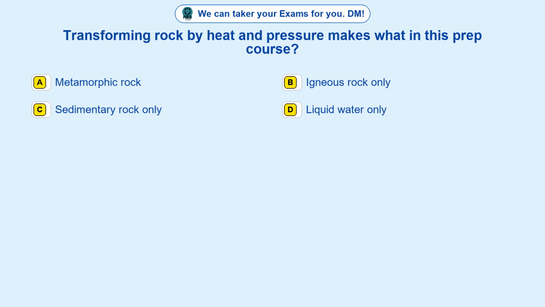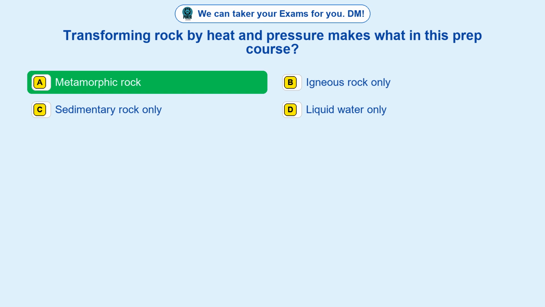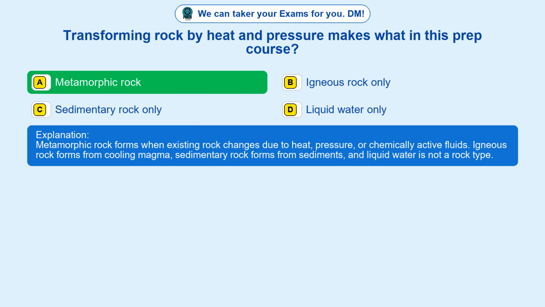Question 86. Transforming rock by heat and pressure makes what in this prep course? Option A, metamorphic rock. Option B, igneous rock only. Option C, sedimentary rock only. Option D, liquid water only. The correct answer is option A. Metamorphic rock. Metamorphic rock forms when existing rock changes due to heat, pressure, or chemically active fluids. Igneous rock forms from cooling magma, sedimentary rock forms from sediments, and liquid water is not a rock type.